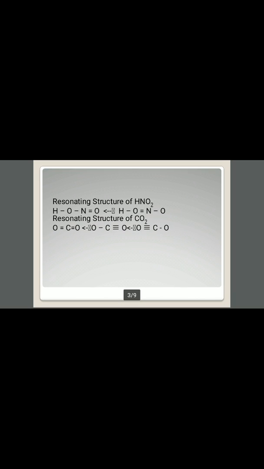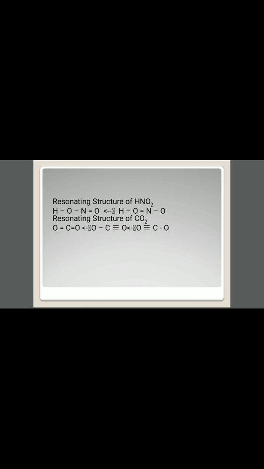More examples of resonating structures: HNO2. What is the case in HNO2? It means there is one double bond between nitrogen and oxygen. What you have to do actually is distribute the total number of valence electrons among the elements, keeping in view that the octet is completed. And this double-headed arrow is used to show that on either side of the arrow it is a resonance hybrid.